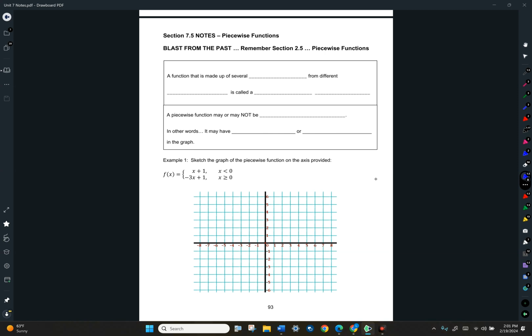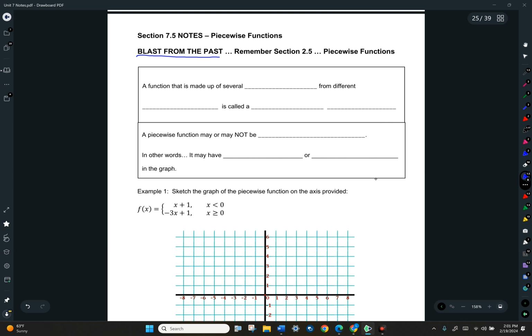This is Algebra 2, section 7.5, and this is going to be all about piecewise functions. Now, you may or may not remember a little blast from the past here back in section 2.5, last semester when we were graphing lines. Remember mx plus b? At the end of that section, we talked about piecewise functions. And this whole first page is from section 2.5.